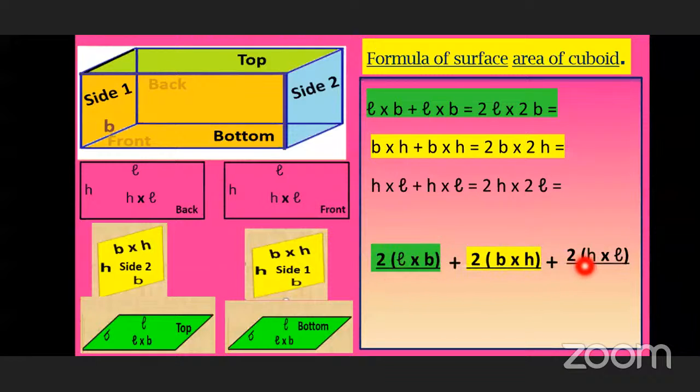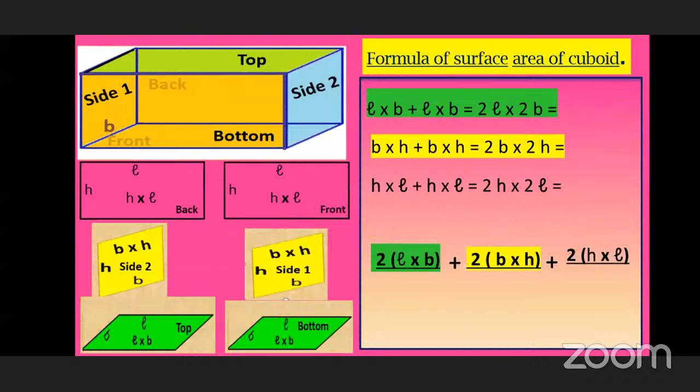What is common in all the 3 terms? Length multiplied by breadth, breadth multiplied by height, height multiplied by length. What is the same? Common means same. What is common? 2. Yes, 2 is common here, in all the 3 terms.